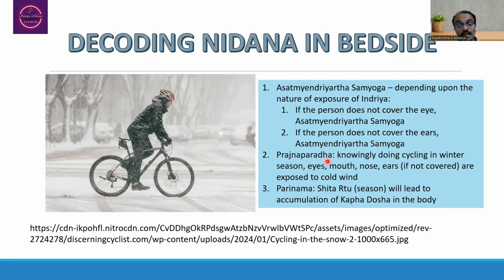shita vata. Whereas the third aspect, that is the parinama, we are going to say there may be a possibility of kapha dosha accumulation. Of course, vata dosha vitiation is present all over the body, whereas kapha dosha accumulation may be possible in the uraha pradesha or in the pranavaha srotas. In this way, we decode this type of nidana in terms of asatmya indriyartha sanyoga, pragnya aparadha and parinama.